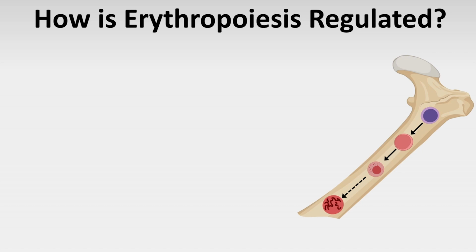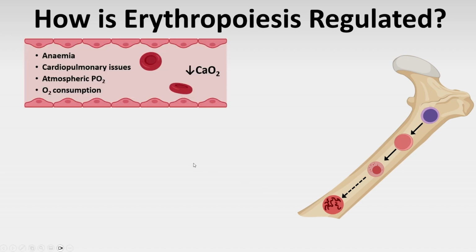Now, if you recall, erythropoiesis takes place in the bone marrow, and the growth factor erythropoietin, also known as EPO, is required to kickstart the process. One of the primary factors that influences the synthesis of EPO is fluctuations in the arterial oxygen content in the circulation, or in short, CaO2. In the event of a drop in arterial oxygen content, this will be a stimulus for an increase in the production of EPO.